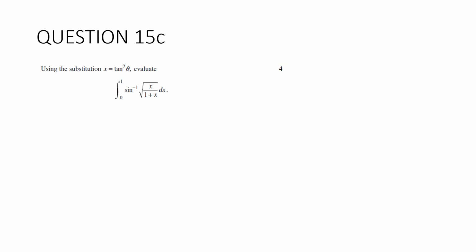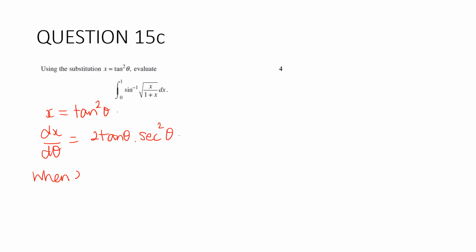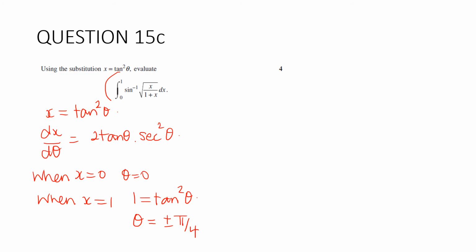15c. Using the substitution x equals tan squared theta, evaluate that integral. So we'll start with x is equal to tan squared theta, and dx d theta is equal to 2 tan theta, and then multiply by the derivative of tan theta, which is sec squared theta. Let's do the limits. When x is equal to 0, theta is equal to 0. And when x is equal to 1, we have 1 is equal to tan squared theta. So theta is going to be equal to plus or minus pi on 4. But we can see from this that we're in the first quadrant there. So theta is going to be equal to pi on 4.